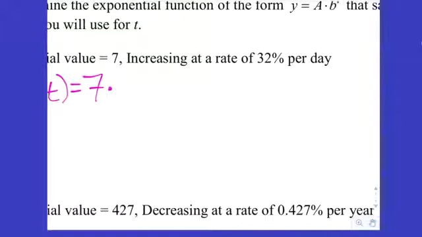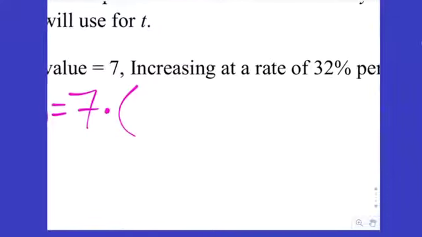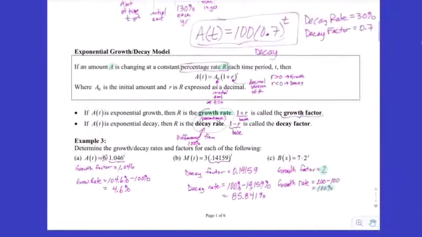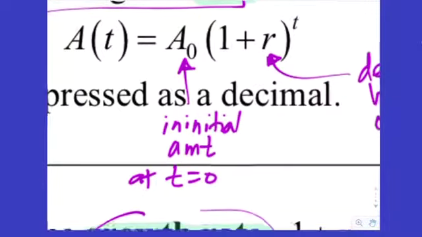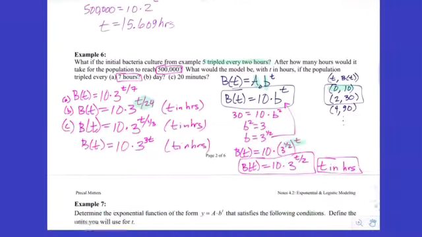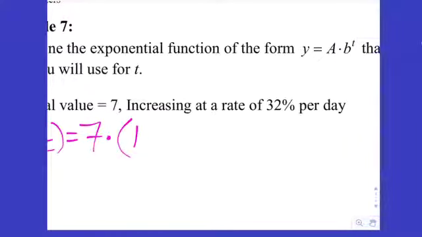If it's increasing by 32% per day, is it going to be growth or decay? Growth. Now, 32%, remember, is not the growth factor. It's the growth rate. So in order to convert it to a growth factor, we take the 1, which is 100%, and we either add it to the decimal version if it's growth, or we subtract the decimal version from it if it's decay. So this is going to be 1 plus 0.32, or I'll just call it 1.32. It's 100% plus 32%, so it's 132%, which is 1.32. And it's per day.